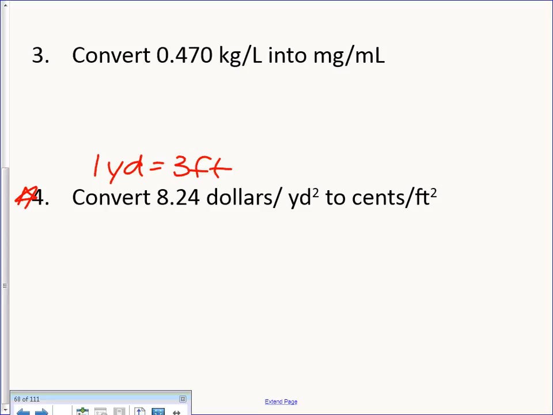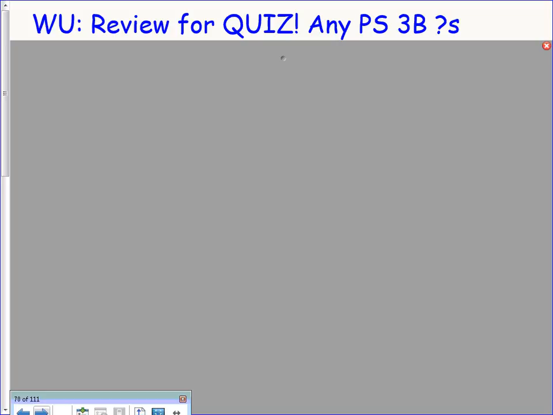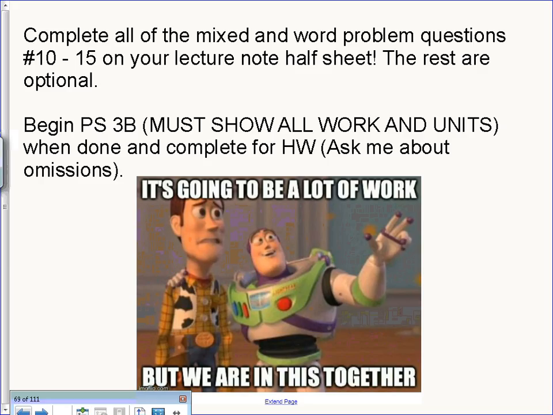And then I want you to start the word problems 10 through 15. Okay? And you can write that on a separate sheet of paper probably, because you might have room at the bottom. You just do what you've got to do. And then I want you to start on problem set 3B in class, so you can ask me questions, okay? It's going to be a lot of work, but we're in this together, okay? So, 2 problems on the multiple step ones, 5 word problems.